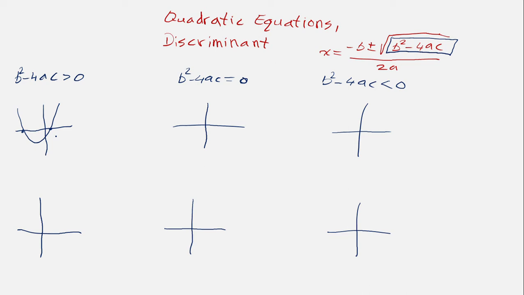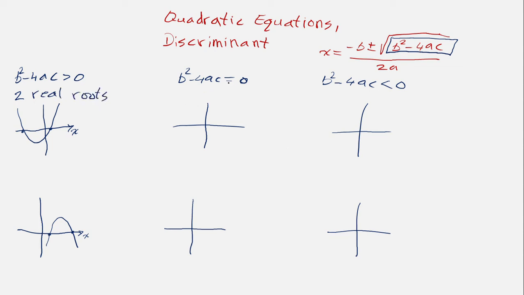So if the solutions are real, then the graph has to hit the x-axis. So it could also be something like this. So the parabola is opening down, but still it hits the x-axis 2 times. So if we have the discriminant that's greater than 0, that's positive, we have two real roots.